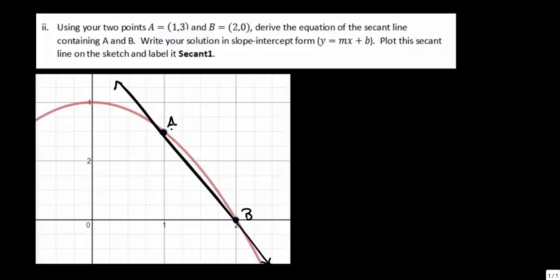Close enough, right? Now, in order to find the equation for that line, we need to take both of our points, A, which is (1, 3), and B, which is (2, 0), and find the slope. Now this one's not hard to find the slope. You can just take a look here. How far down do we go? How far over do we go?